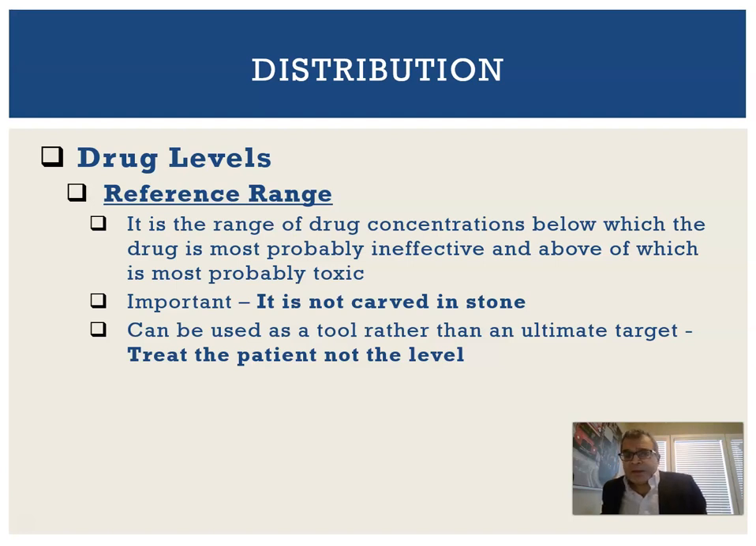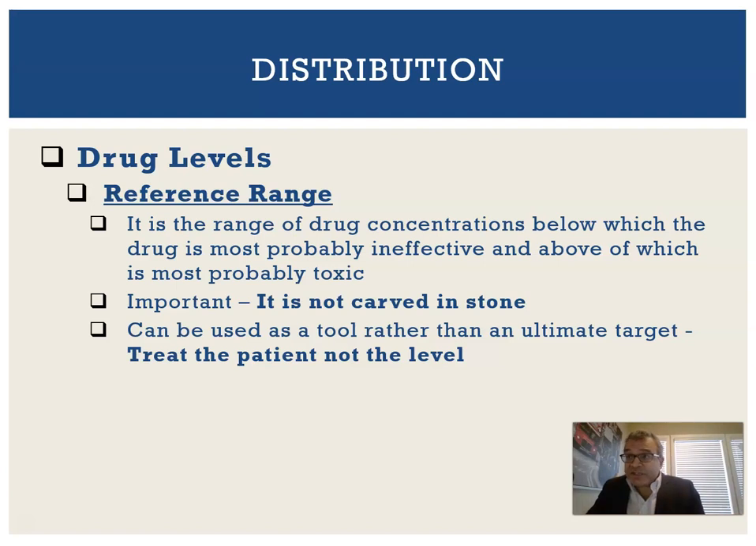Okay? It's important to say that it's called a reference range and it's not carved in stone. So what does this mean? Some patients may respond to the drug at a concentration below the reference range, and some patients may develop toxicity while the concentration is within the reference range. However, it's most likely it will achieve the therapeutic effect, right?